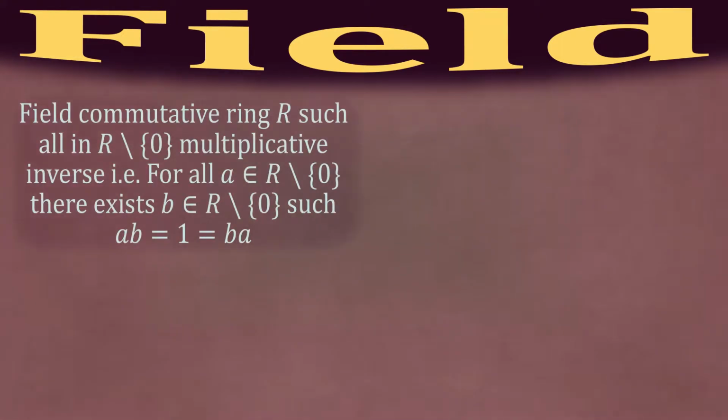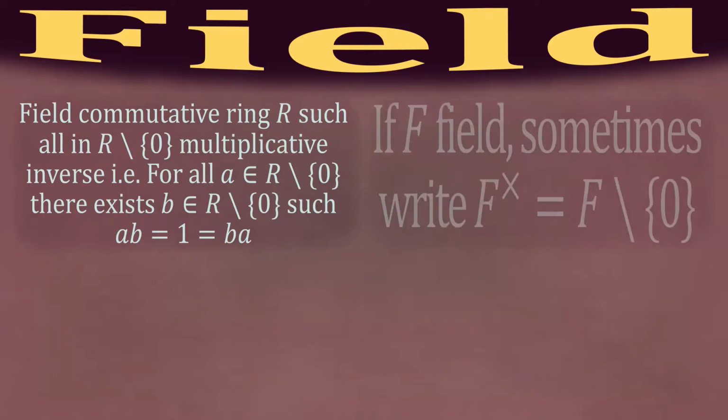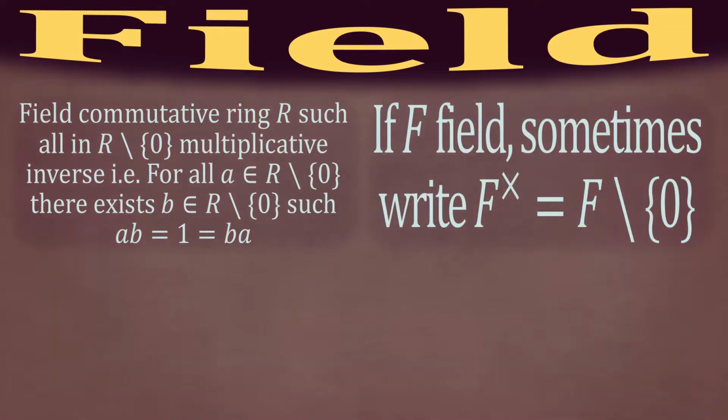Then, let's define a subtype of a commutative ring, a field. A field is a commutative ring R such that all elements in R without 0 have multiplicative inverses, i.e. for all a in R without 0 there exists b in R without 0 such that ab = 1 = ba. If F is a field, then we sometimes write F^× to mean F without 0.